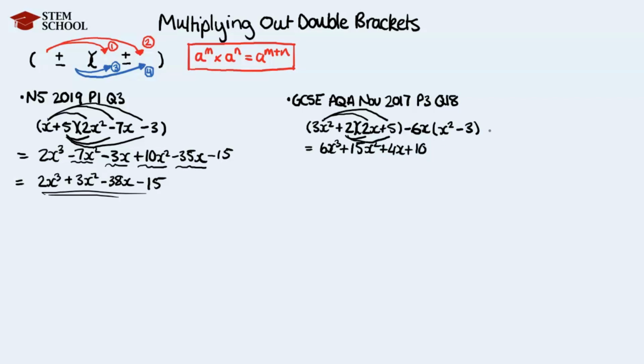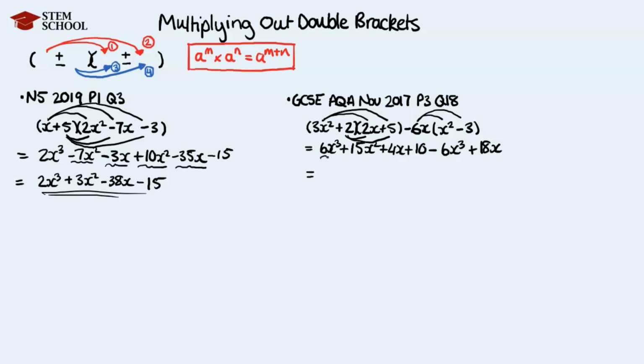Okay, now let's move on to the second bracket. So here you have to include the negative in front, so you do minus 6x times x squared, that'll be minus 6x cubed. Then you do minus 6x times minus 3, so we get a positive here as 2 negatives multiplying, positive 18x. Okay, and it's the same as before, you just collect the like terms.